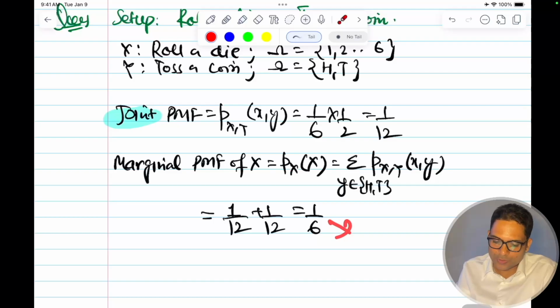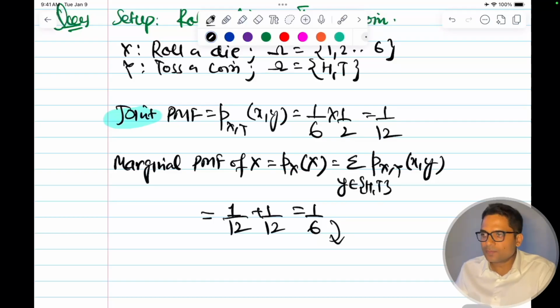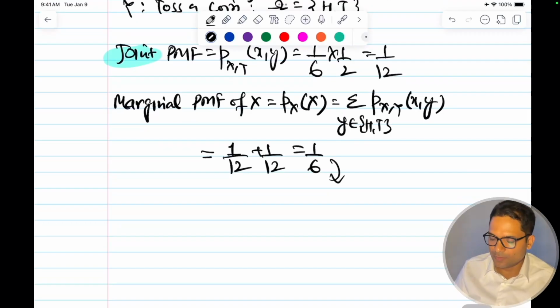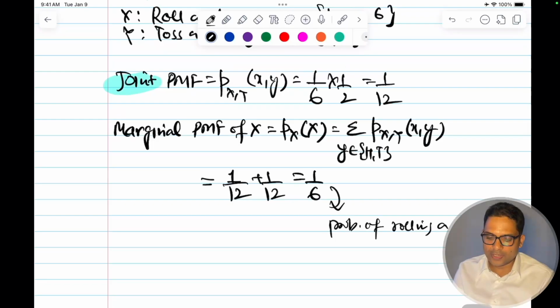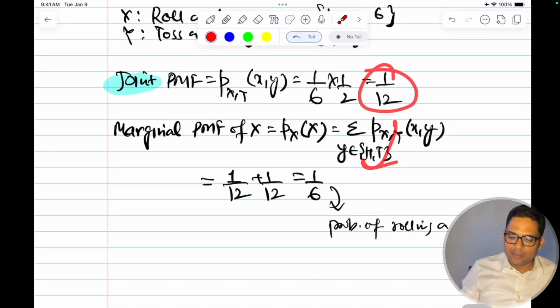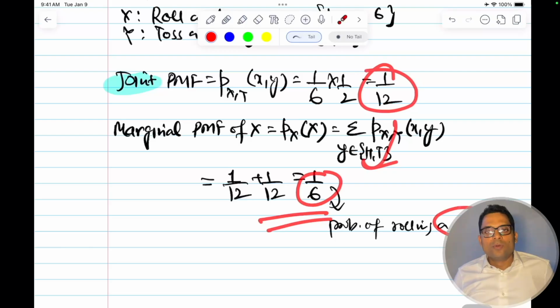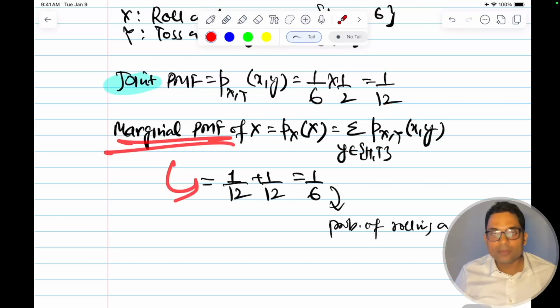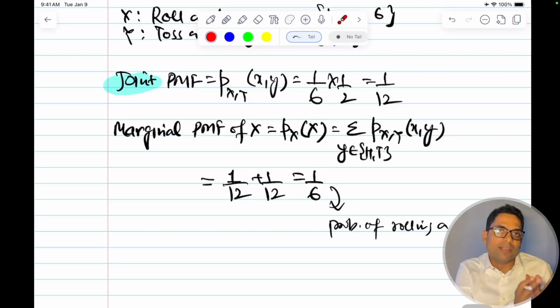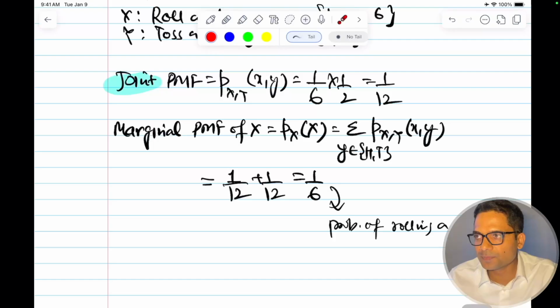This is your probability of rolling a die. So if you are given the joint distribution, from that I can take out the marginal probability of just a single variable. This is the combined joint one, and from that I can compute the single variable's PMF. I hope this is amply clear now.